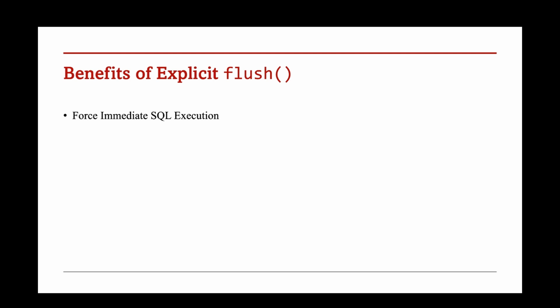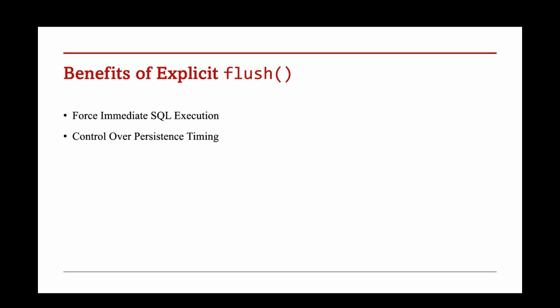Let's say you just saved an employee record, and now you want to use that same employee's auto-generated ID in a native SQL query or for logging. Without flush, that record might not yet exist in the DB, so your query could return wrong or incomplete data. But by calling flush, you're forcing that record to be written to the DB instantly, so your next operation sees the latest data. So in short, use flush when you need the database to be fully up to date right now, not eventually.